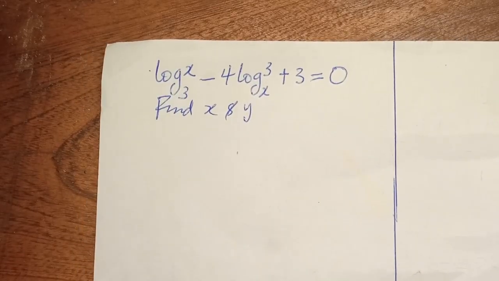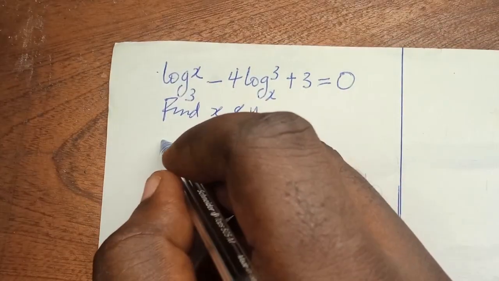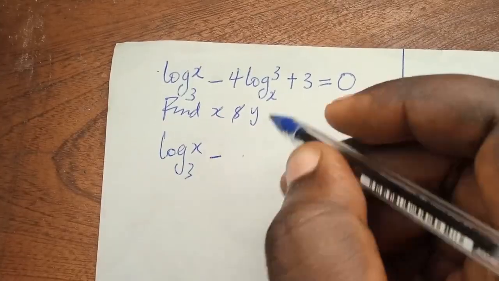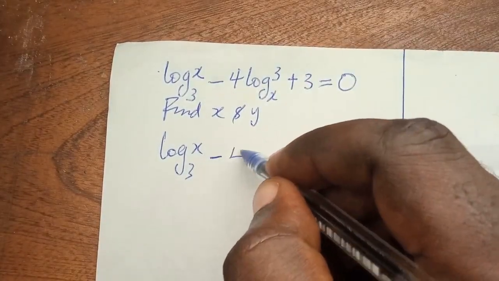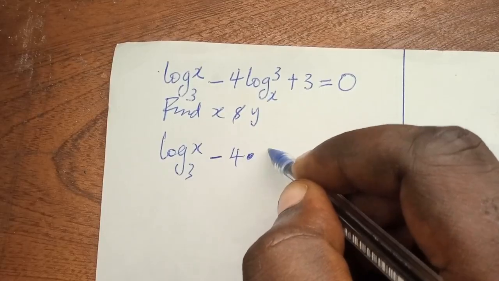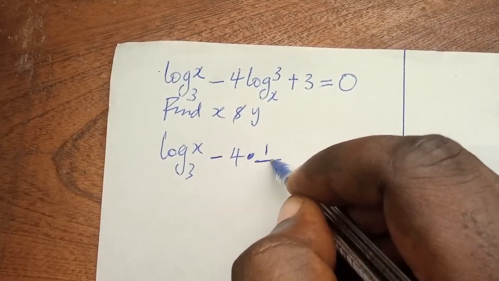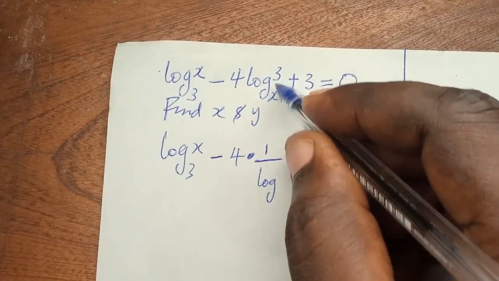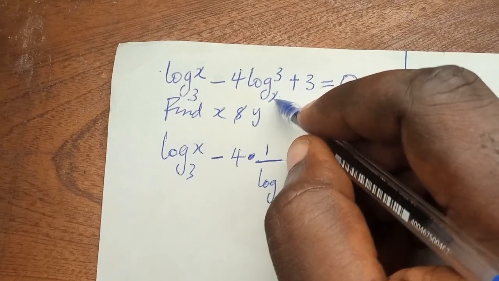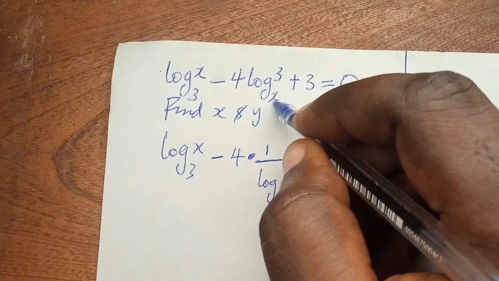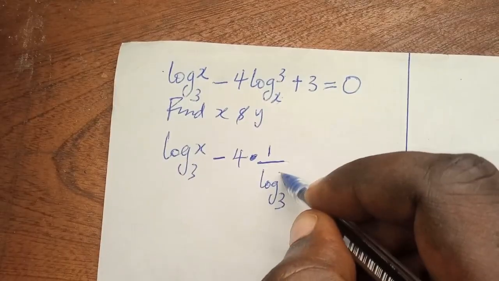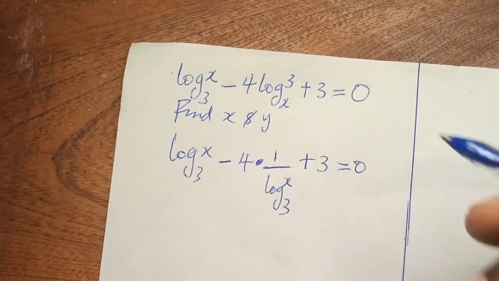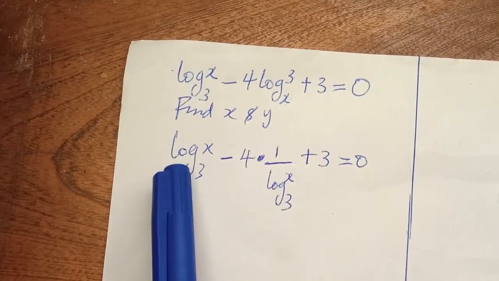So to rewrite this expression, we are going to say log 3x minus this 4 that you can see, you put the 4 here, times 1 over, so we have to invert it, log. Now instead of x here and 3 here, we invert. 3 comes down and x goes up. So 3 and x, then plus 3 will be equal to 0. That is the rule. Now this one has resembled this one.